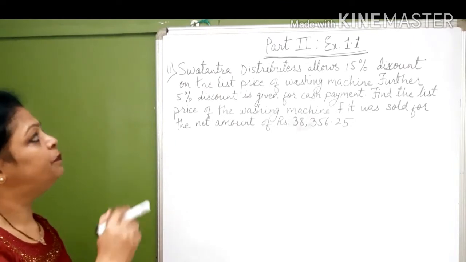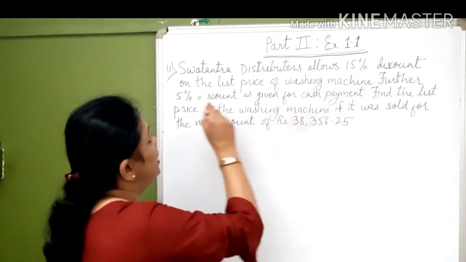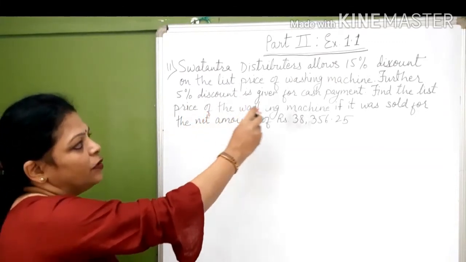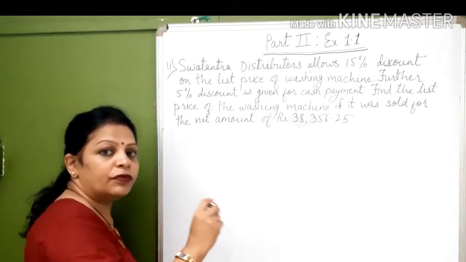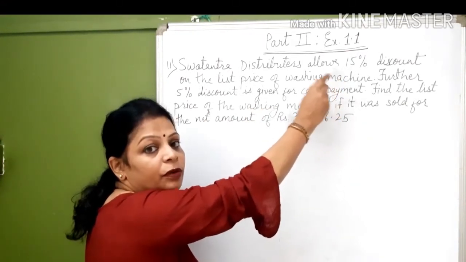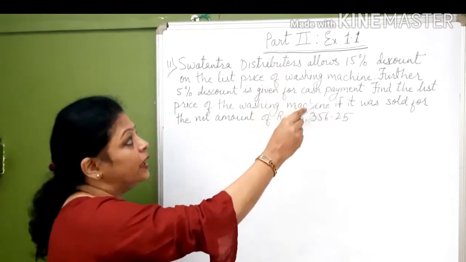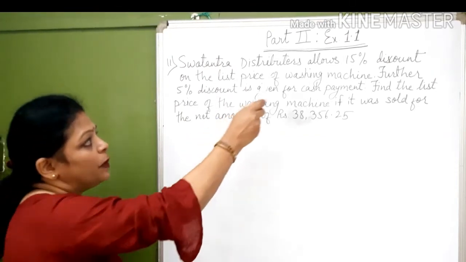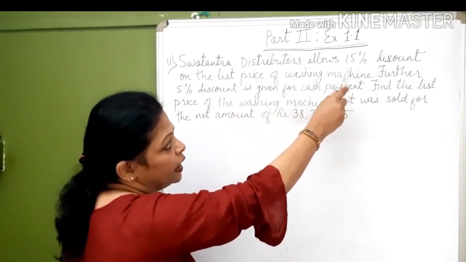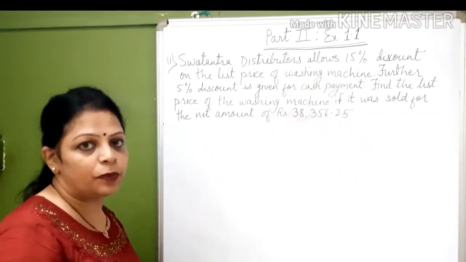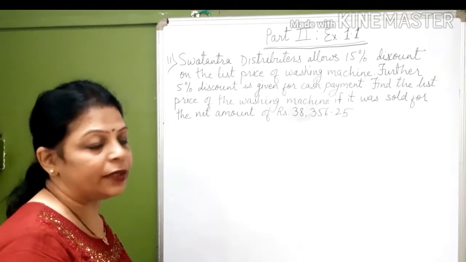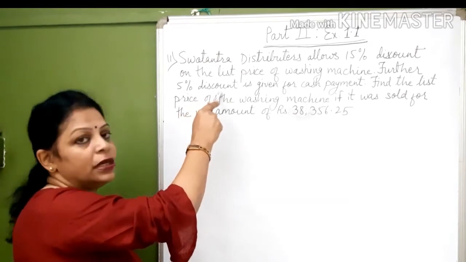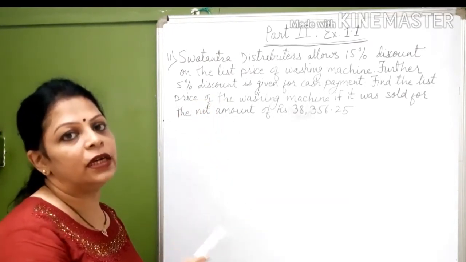See what they have given is, first you get 15% discount on the list price of the washing machine. Then there is a 5% discount for the cash payment. That means after deducting 15% discount from the list price, on the resulting amount you get this 5% discount. Are you getting it? So this price which we get after deducting 15% discount from the list price is called the invoice price. You know that. And then further you get 5% discount. So after deducting this 5% discount, the price what you get is called the net price.